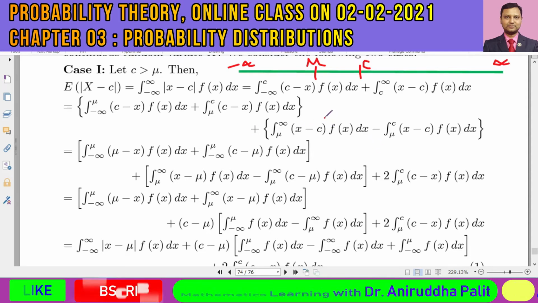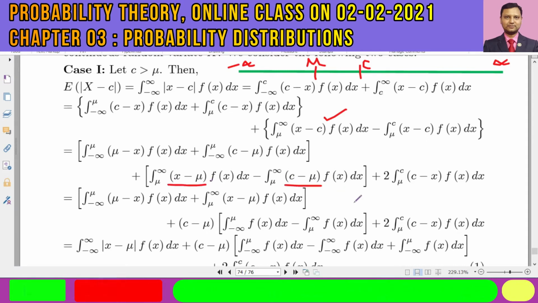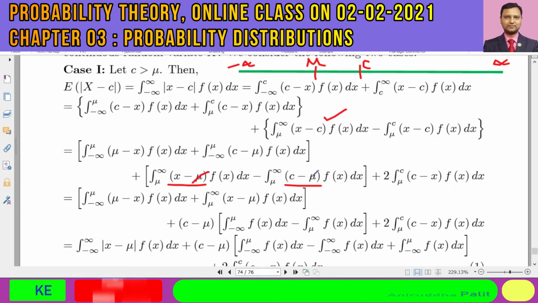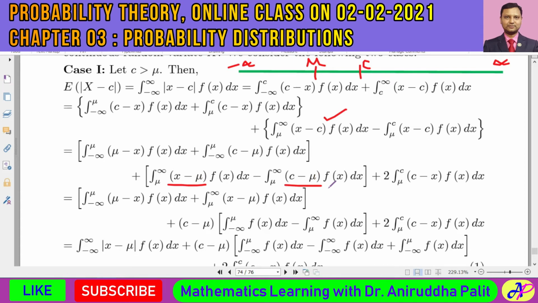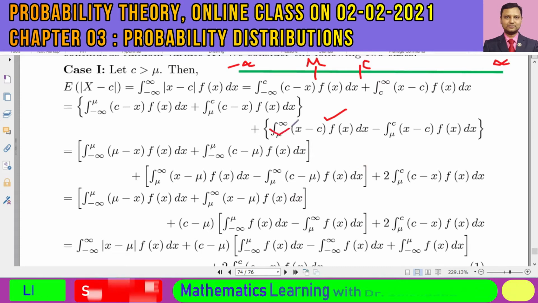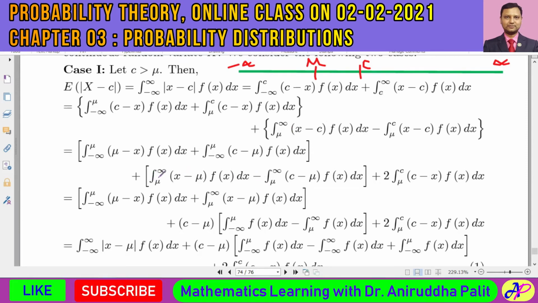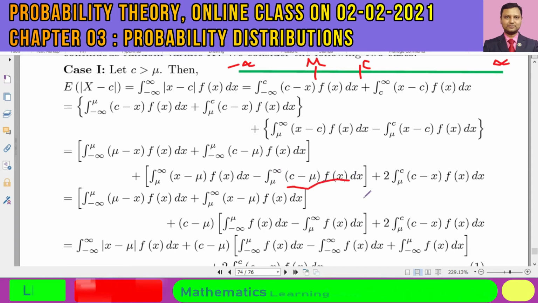Now we decompose this integral. X minus c is now decomposed as x minus mu minus of c minus mu. You see, with this minus sign and this minus sign, the sign of mu would be positive. So this positive mu has been adjusted with this negative mu. This mu and mu get cancelled, and ultimately we will have x minus c. As a result, this integral from mu to infinity has been written as the difference of two integrals. The first is the integral from mu to infinity of x minus mu fx dx, minus the integral from mu to infinity of c minus mu fx dx.